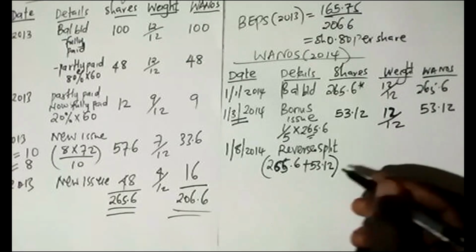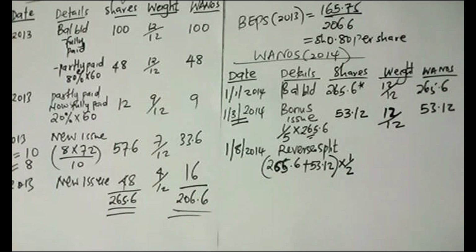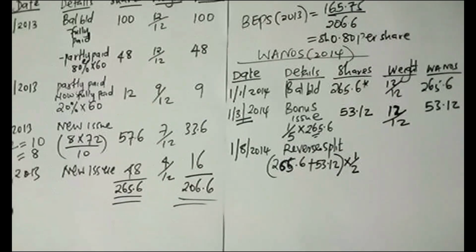Then remember that we reverse. When we reverse it, you multiply with a half, because it's the same way of saying, right? You say this: the proportion was 1 for every 2 which are there.